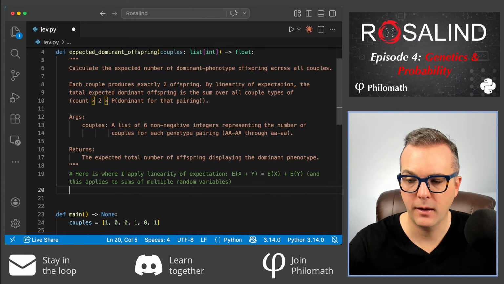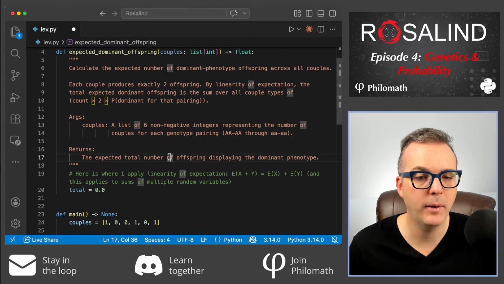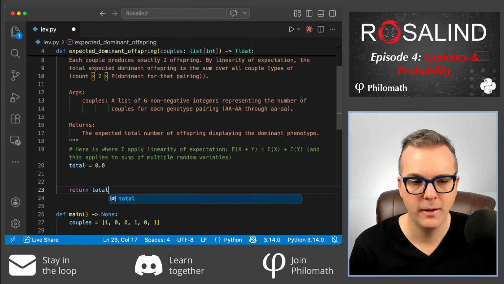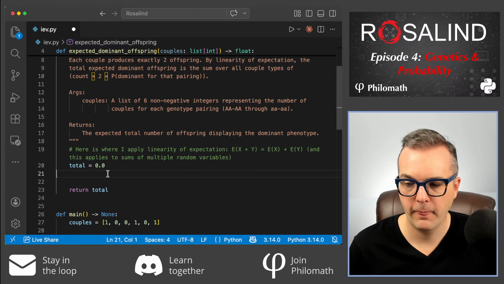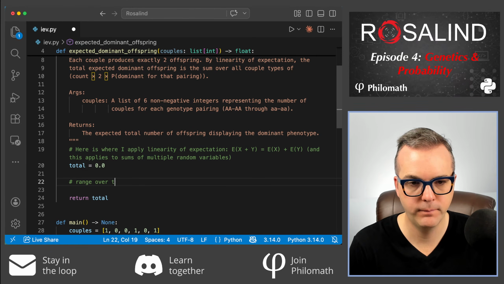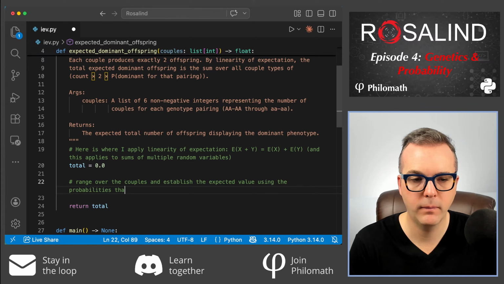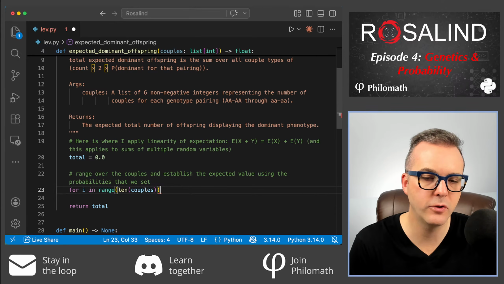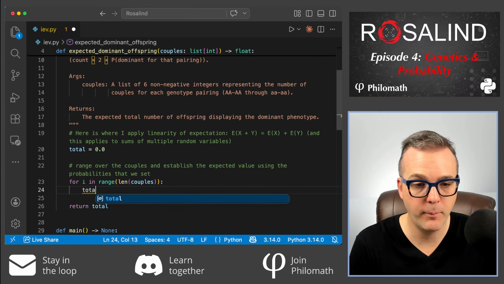So in this case, then, I'm going to say our total is going to be a float that starts off equal to 0. This is going to be our expected value. And it could be fractional. At the end of this is what I'm going to return. And then here I'm going to say, let's range over the couples and establish the expected value using the probabilities that we set. So here I'll say for i in range over the length of the couples, which is just going to be 6. But this gives us something that we could, in theory, generalize later. And I'm going to add something into the total.